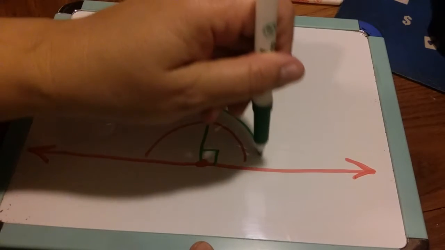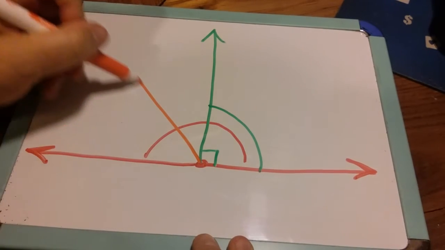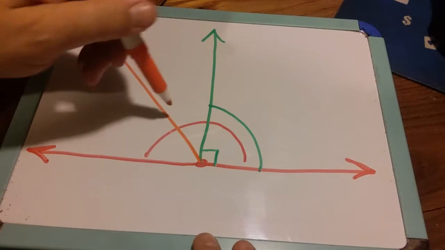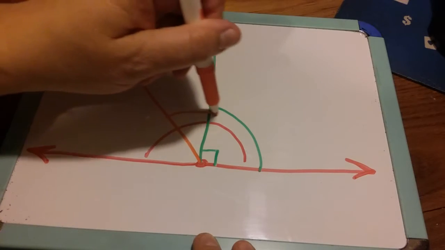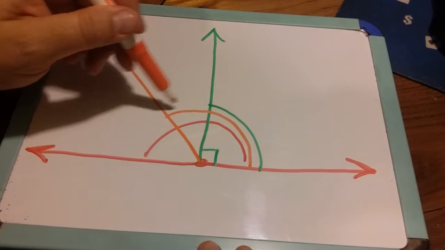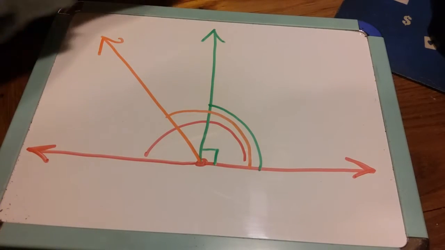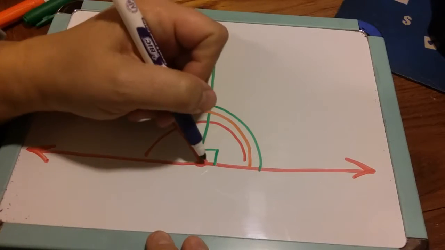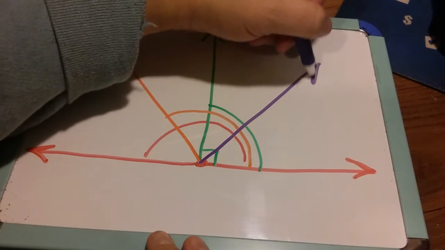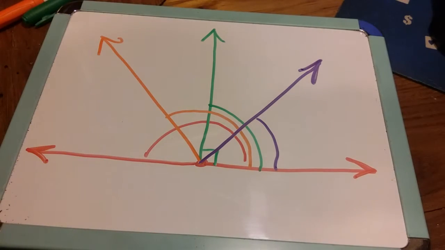So, that there is the 90-degree angle. We also had the obtuse angle, which I'm going to do in orange. And that one, I'm going to squeeze right in there. So we had a straight angle, obtuse angle, right angle, and the acute angle we shall do in purple. So, and there is the acute angle. So we have learned about all these angles.